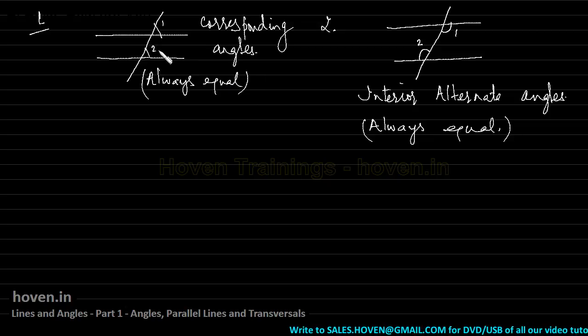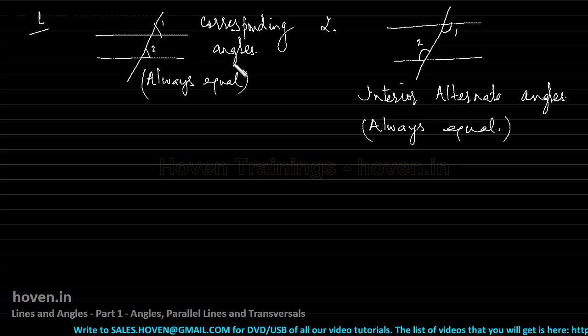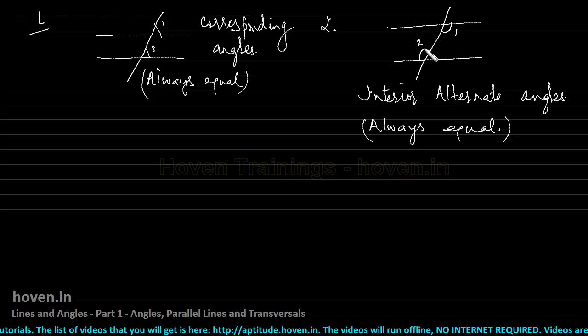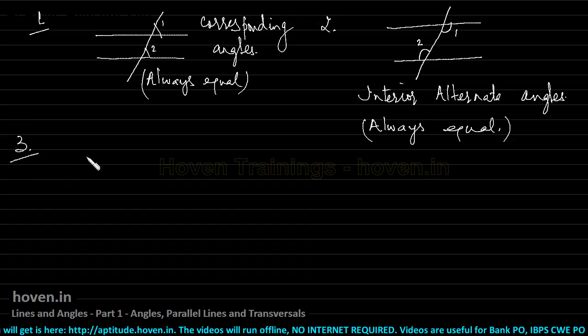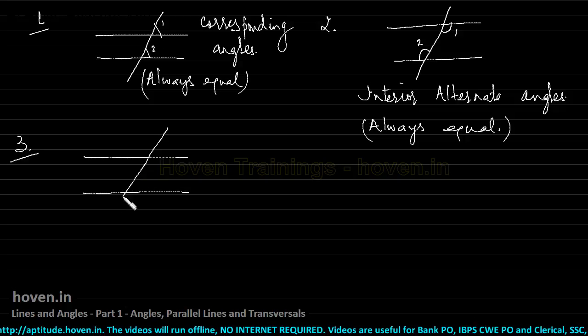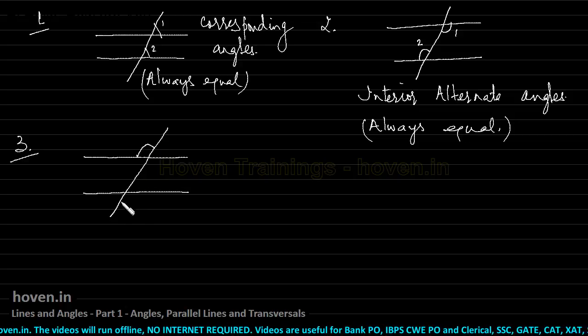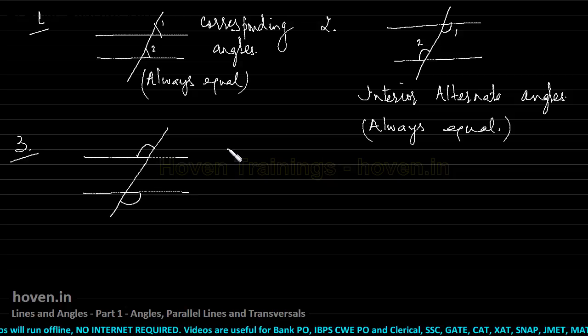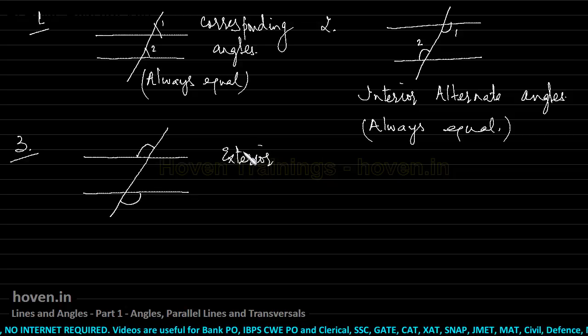This is an axiomatic fact, an assumed fact, but this can be proved. I might not go into the proof of that, but for your understanding, this can be proved on the basis of this. Therefore, as I told you in the previous slide, if you assume the equality of 1 and 2, then you can prove anything for the straight lines. So right now, the interior alternate angles, they are 1 and 2 and they will always be equal. Third situation. If these are two parallel lines and this is a transversal, then this angle and this angle are called exterior alternate angles.